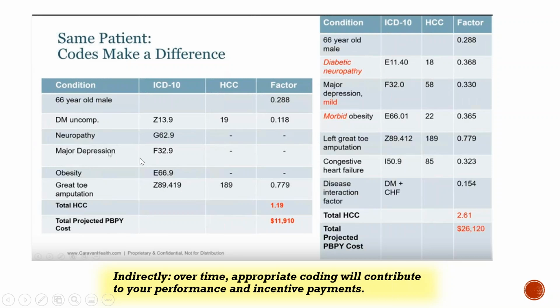He's got some depression. Again, we don't know if it's chronic or single episode. We don't know if it's major depression or mild depression or not. He's obese. He's had a great toe amputation. When we add all these up, he gets a total HCC score of 1.19. Okay, so a little bit sicker than the average Medicare patient.